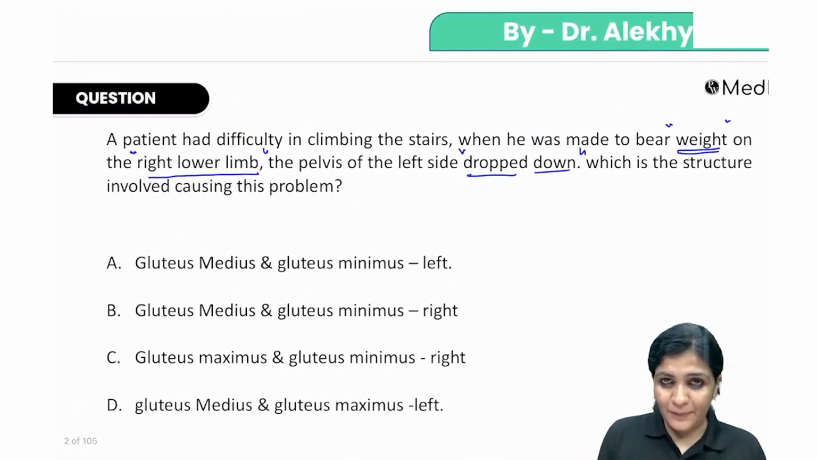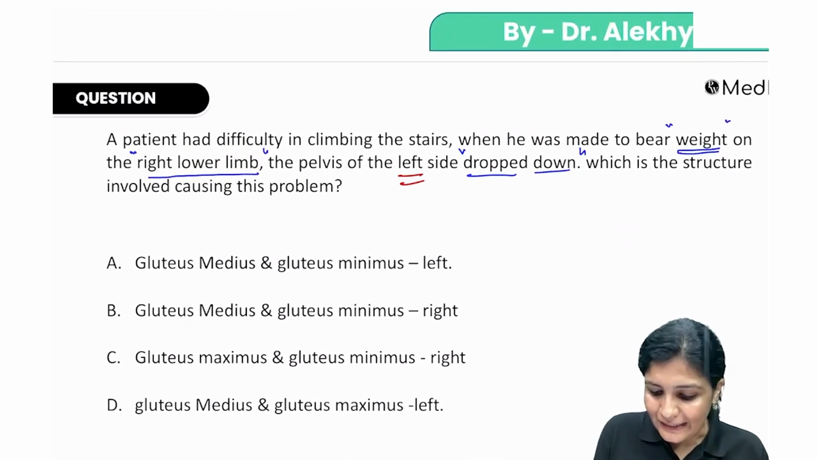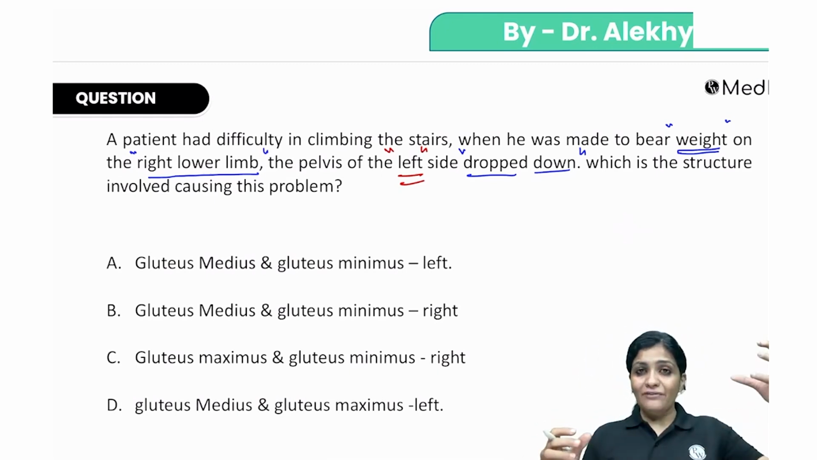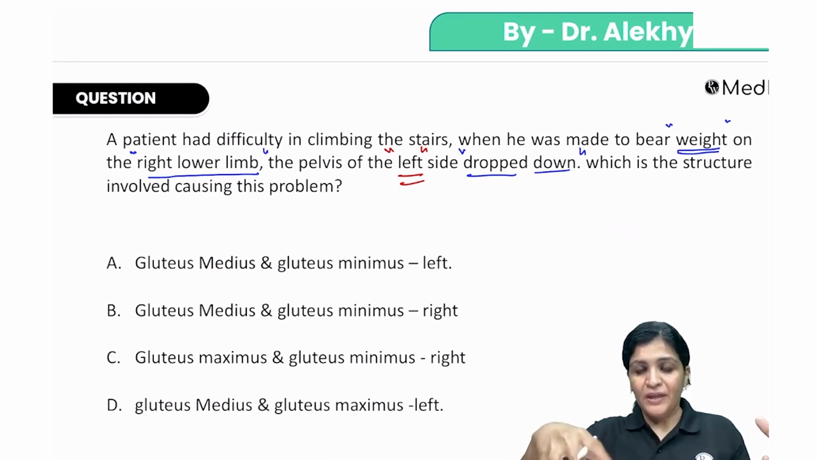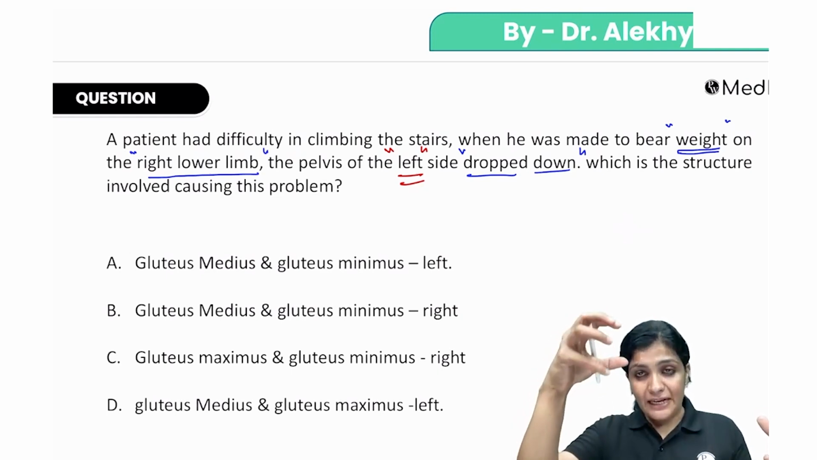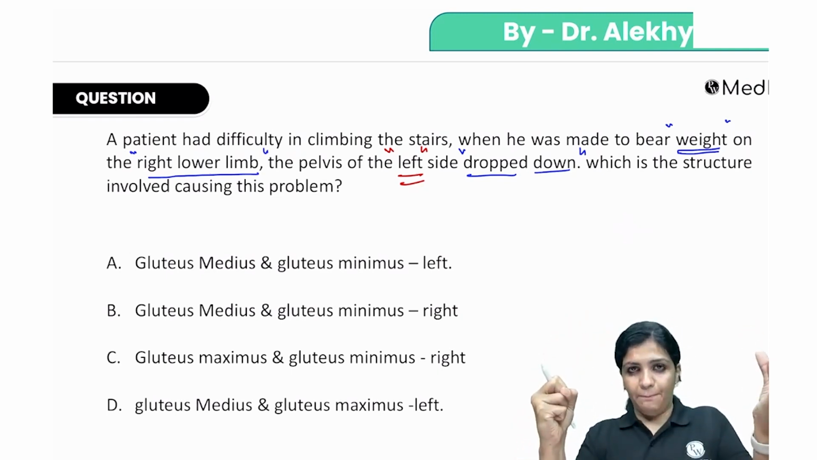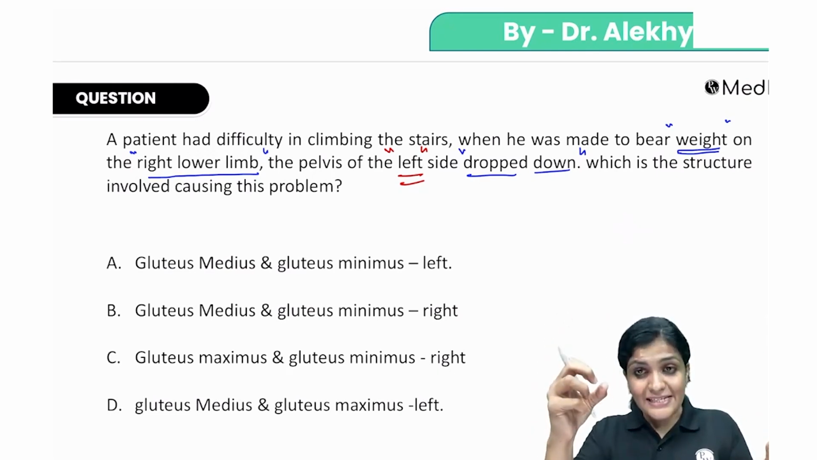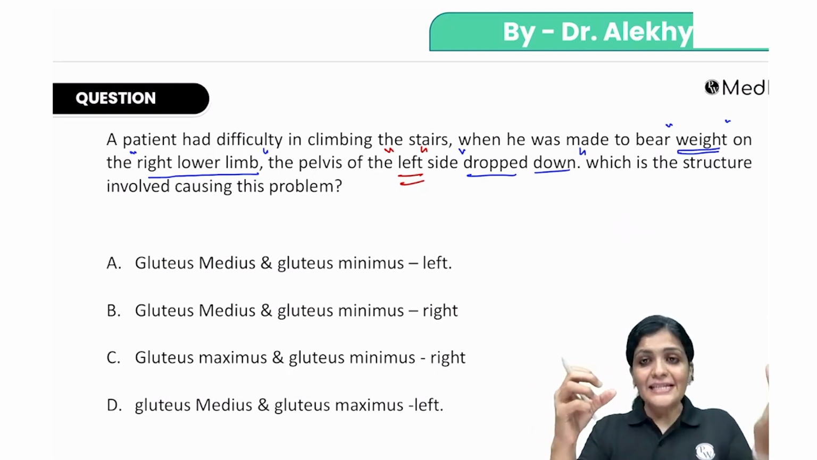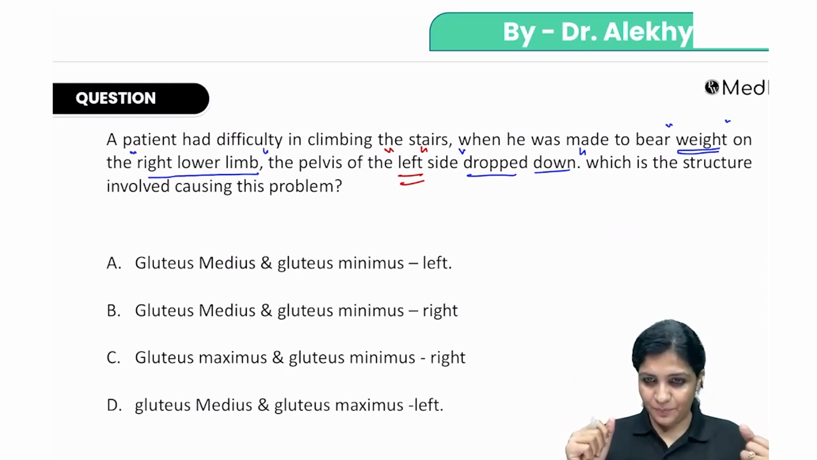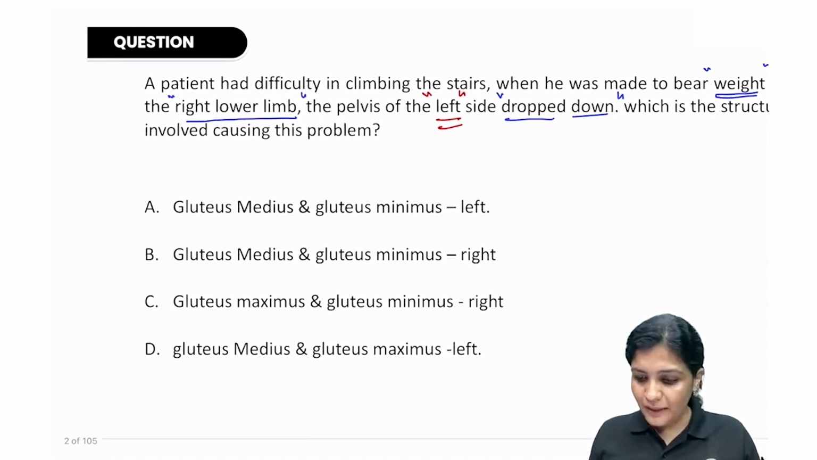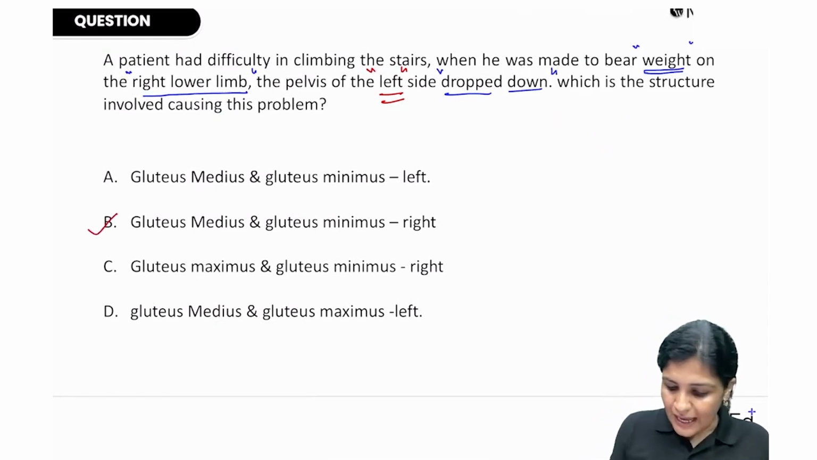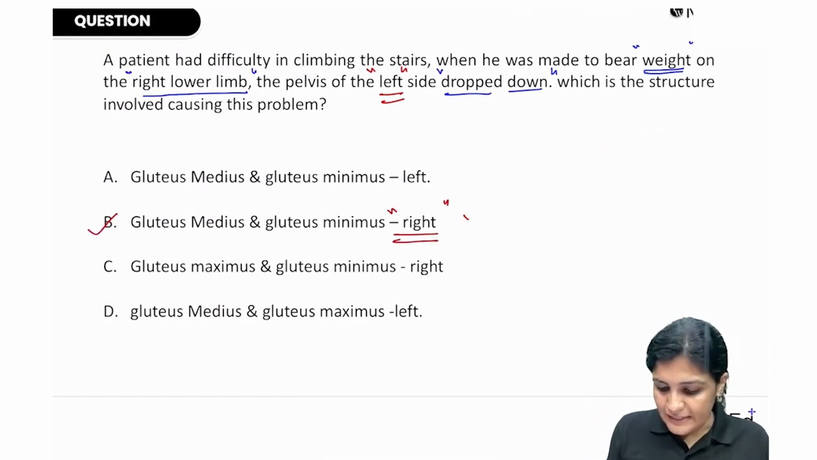So here what did they tell? The right lower limb, the patient was bearing the weight, and they see that there is a left side dropping down of the pelvis, right? So whenever you stand on one limb, that particular limb's abductors will pull the opposite limb up. That means here the gluteus medius and the minimus of the right side are not acting, hence the opposite pelvis is drooping down, right? So the correct answer would be the gluteus medius and the minimus of the right side.